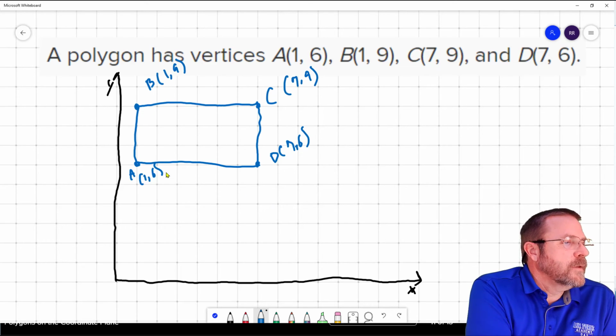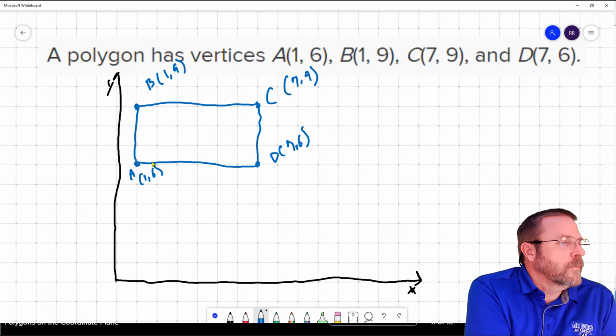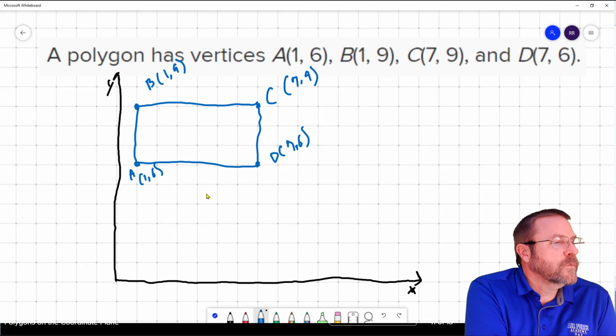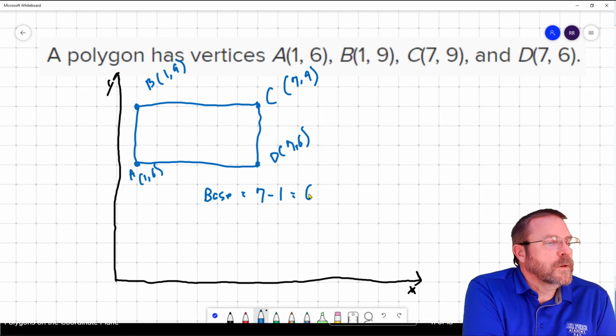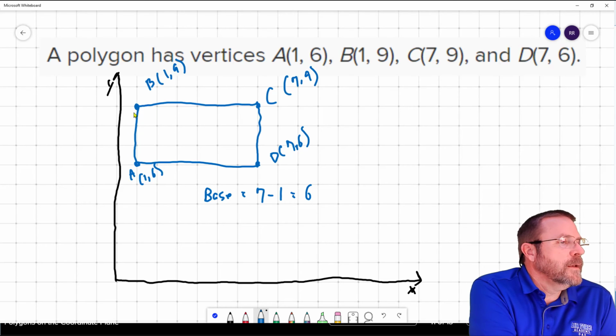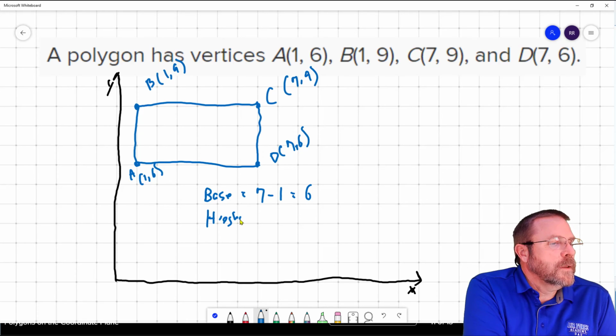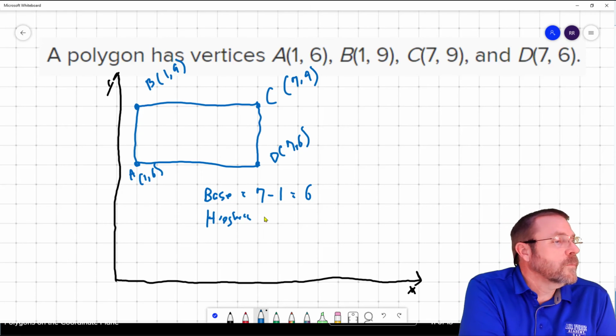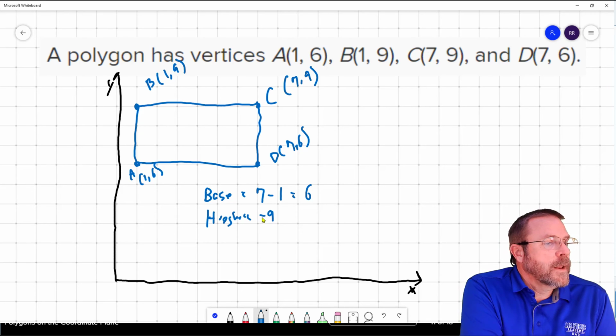First off, my base is going to be the length of side AD, and there my y term is the same, so my x term is what has to be subtracted. So for my base, I'm going to say 7 minus 1 is going to give me 6. Then my height is going to be this value here. My x term is the same, so I'm going to subtract my y terms. That means I'm going to have 9 minus 6, which is going to be 3.